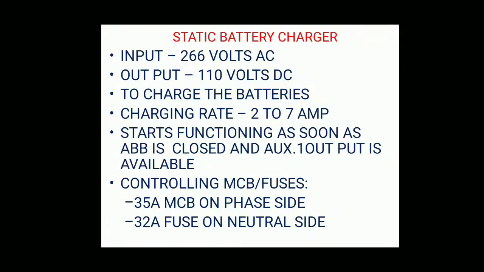Static battery charger. Input is 266 volts AC, output is 110 volts DC. Purpose is to charge batteries and to supply control circuits. Charging rate of current is 2 to 7 amperes. It starts as soon as VCB is closed and power is available at the auxiliary 1 winding. For protection of the static battery charger, on phase a 35 amps MCB is provided, and on neutral a 32 amps fuse is provided.